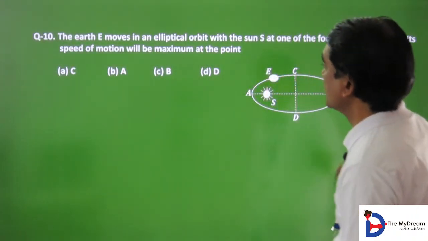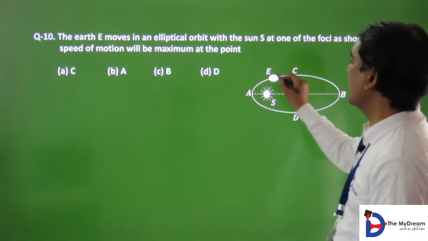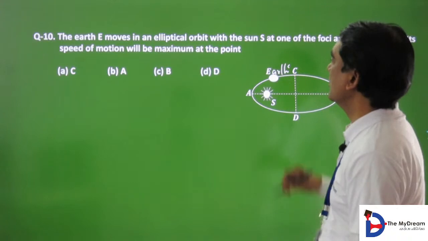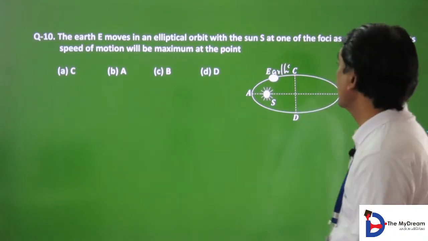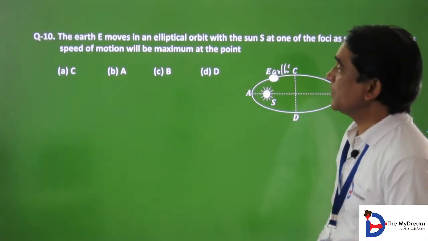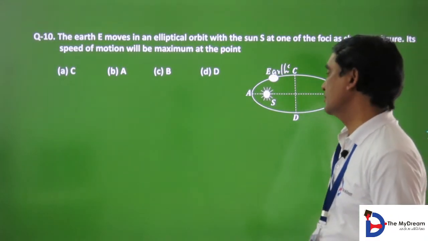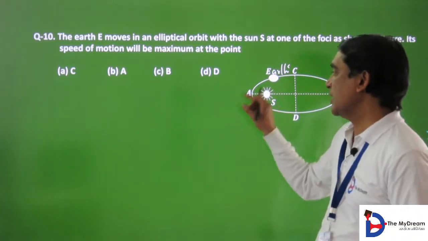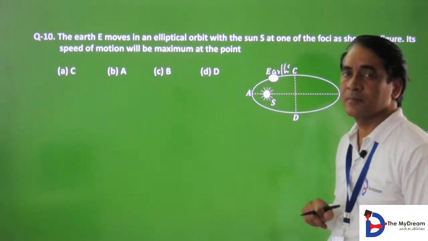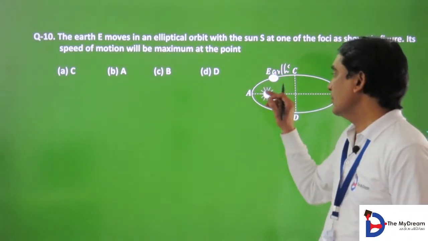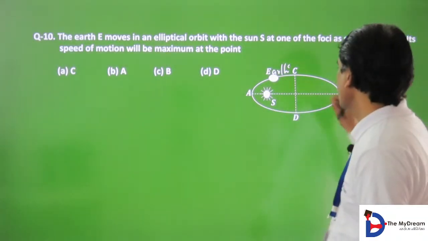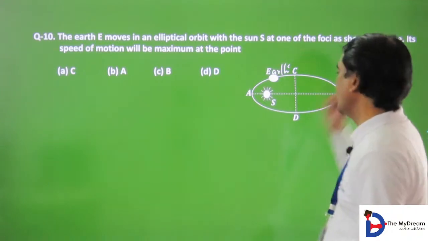The earth E moves in an elliptical orbit. This is the earth which moves in an elliptical orbit with the sun S at one of the foci as shown in the figure. The speed of the moon will be maximum. This is perihelion, this is aphelion, this is the closest distance between the planet and the sun. This is perigee, this is apogee.